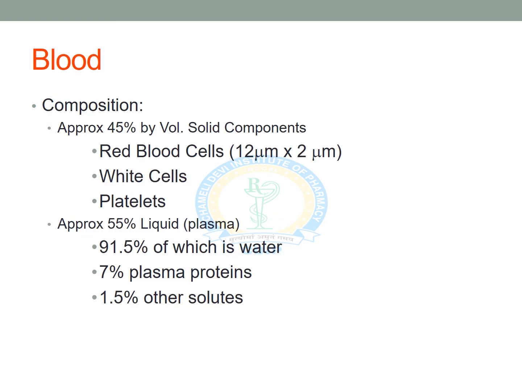Now let us talk a little about the blood. The composition of blood is approximately 45% solid components, which comprise red blood cells, white cells, which are also immune cells, and then platelets. The rest of the blood, 55%, is composed of liquid, basically the plasma, in which 95% is water. The major portion is water, with 7% plasma proteins like albumin, etc., and 1.5% other solutes.